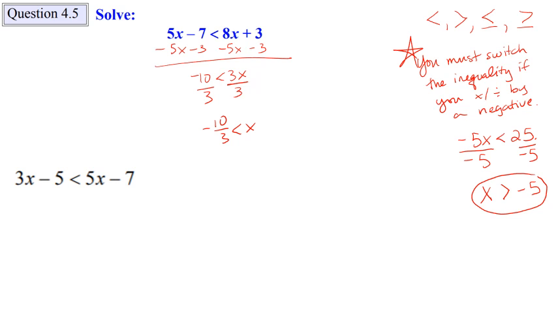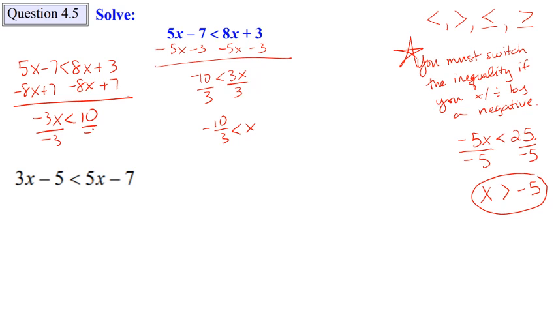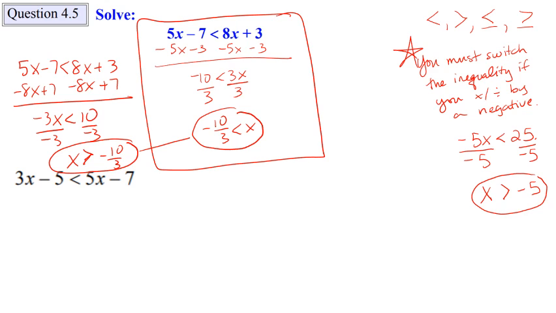Just for a quick reference, let's do it the other way so that you can see you'll get the same answer, and it's going to be more work. So I don't like subtracting 8x on both sides, but some of you might. And you'll get negative 3x is less than 10. Divide both sides by negative 3, and because we're dividing by a negative, we're going to switch the inequality. And this is the same answer as this. It's just the reverse. So both are acceptable, but again, I prefer to do it this way.